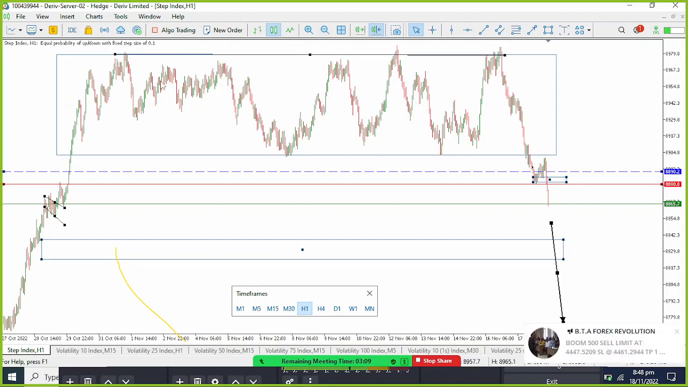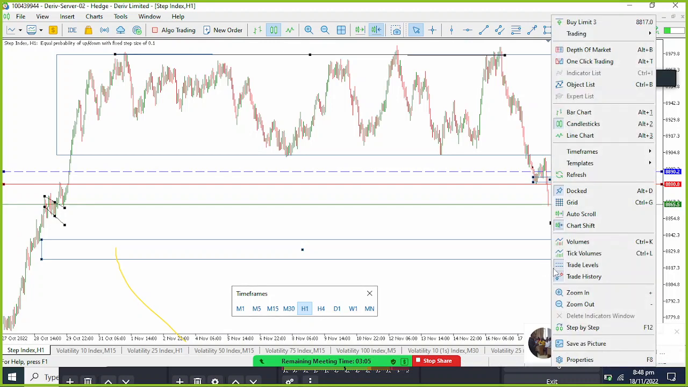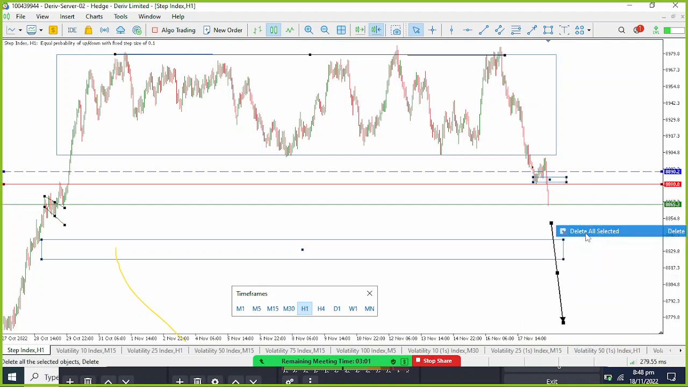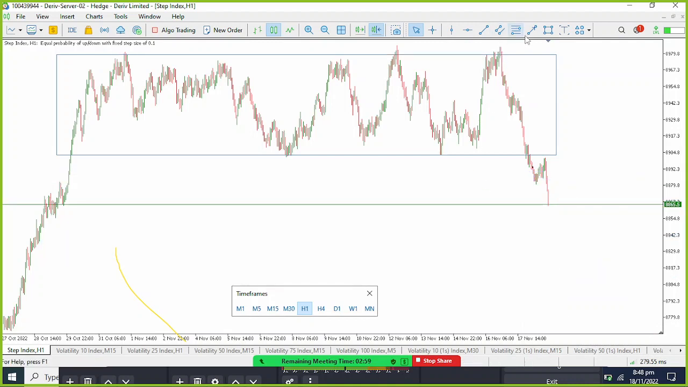Yes, so now we are in a zone. Let me delete these guys. Right now we are entering another zone where we expect the market to either break out or reverse. So this is it right now.